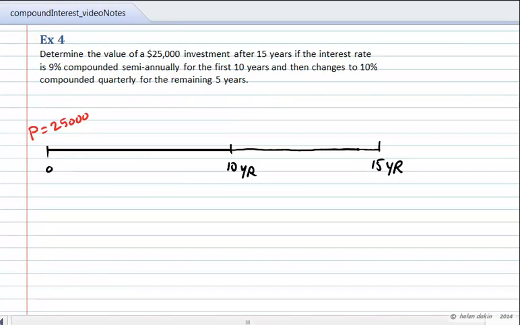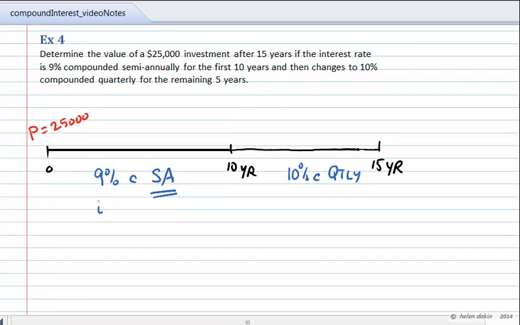So what other factors do I need to consider? First of all, for the first 10-year period, we know that the interest rate is 9% compounded semi-annually. Let's make a note of that. And the interest rate changes to 10% compounded quarterly for the remaining 5 years. Let's make a note of those two rates. We have the nominal rates and the compounding periods, so what we need to do is figure out what the rate per period is.